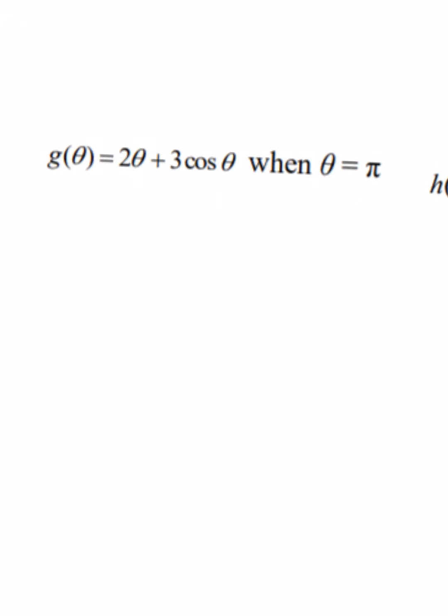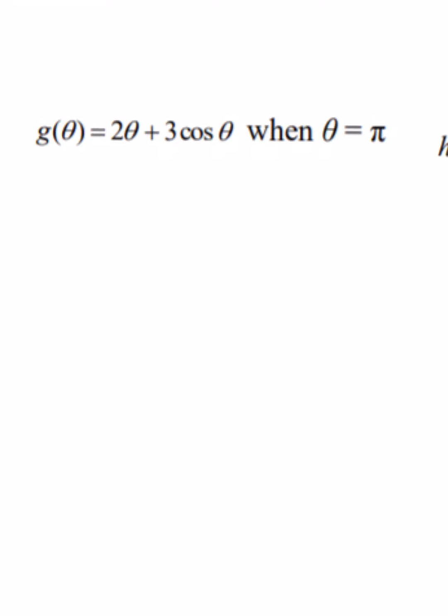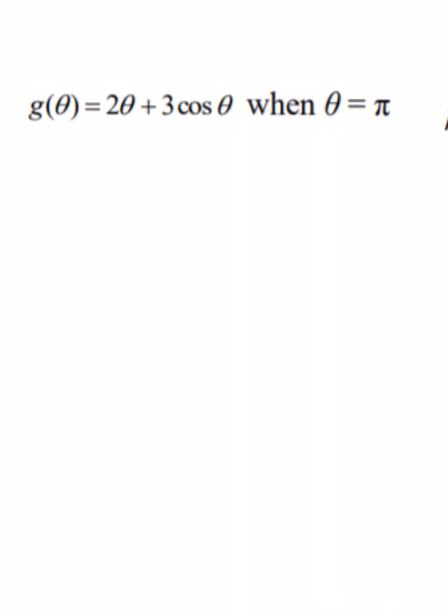If I look at this function here, g of theta equals 2 theta plus 3 cosine theta when theta equals pi. So first thing I need to do is take the derivative. So g prime of theta will give me 2 minus 3 sine theta. Again, treat theta like it was x.